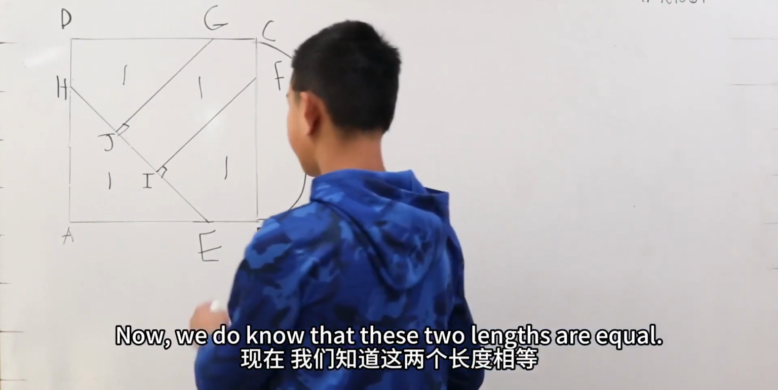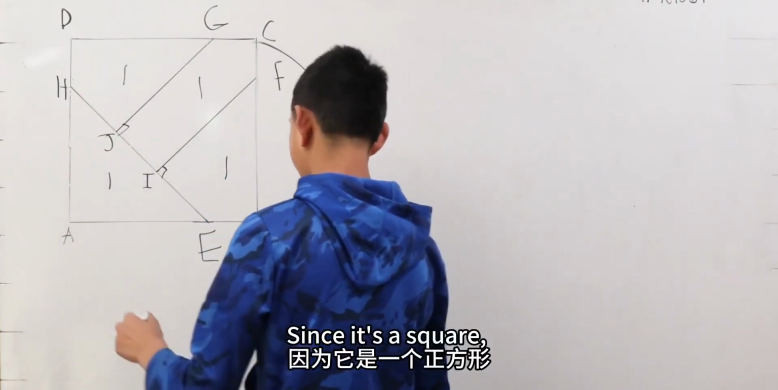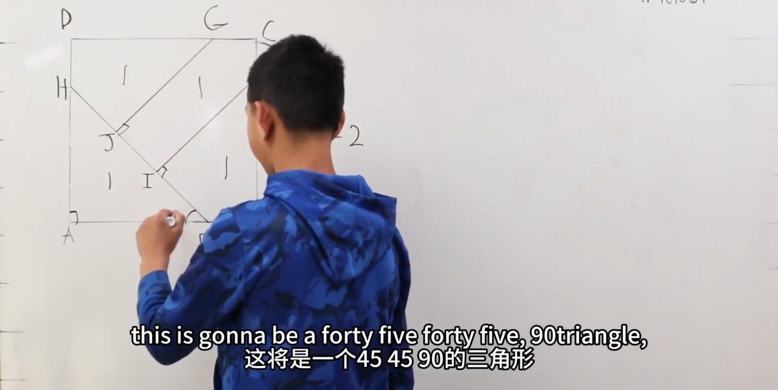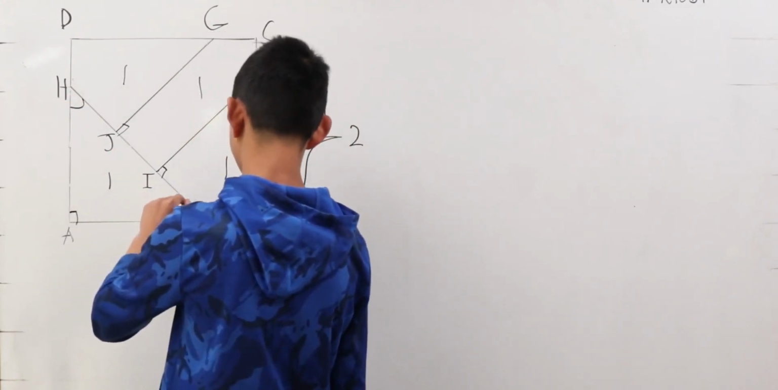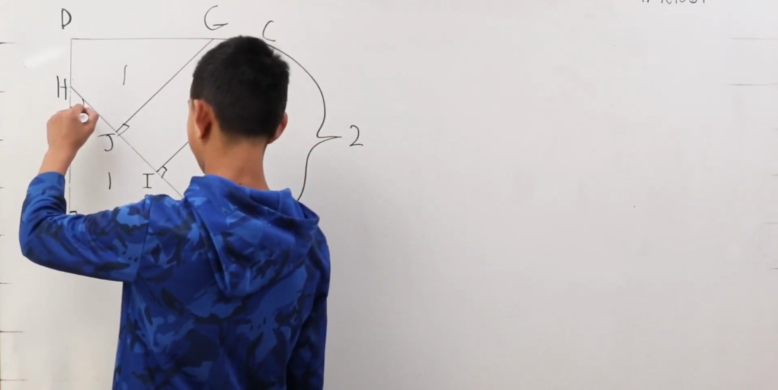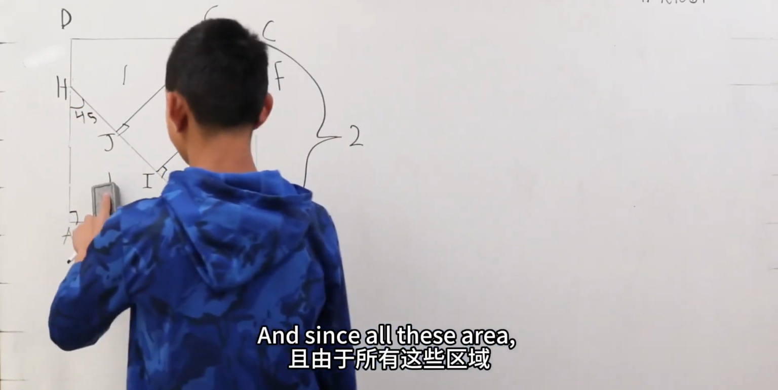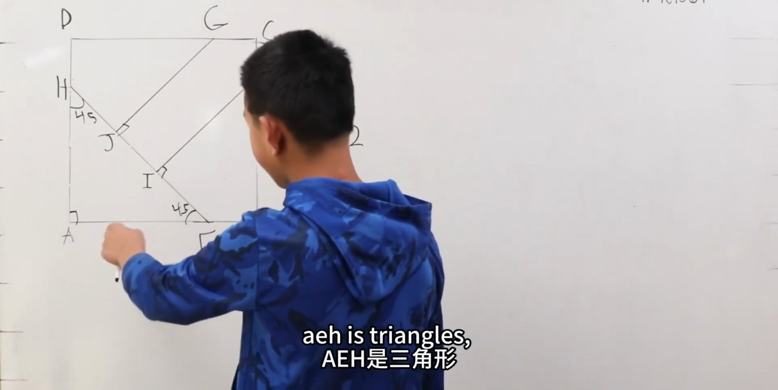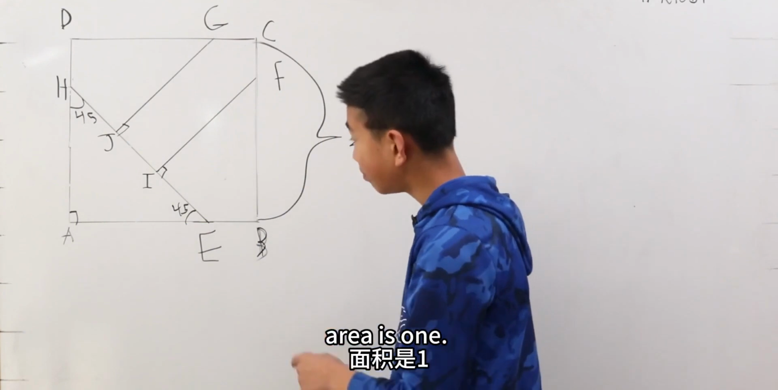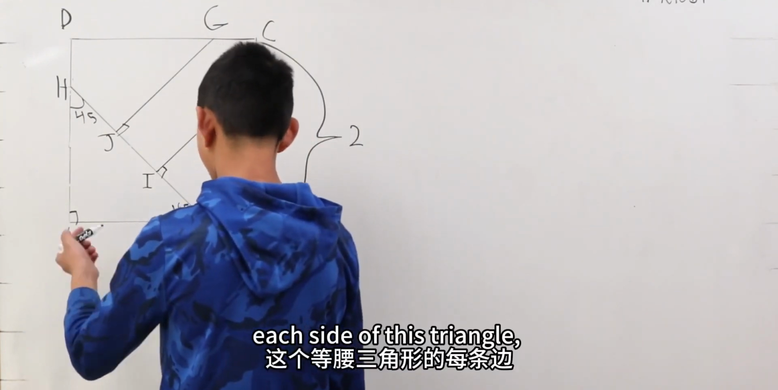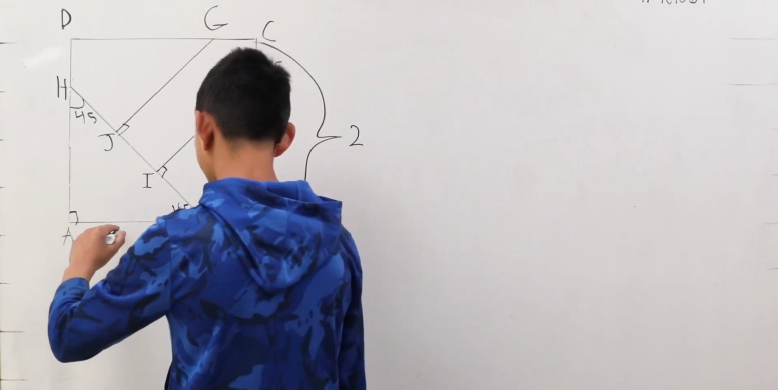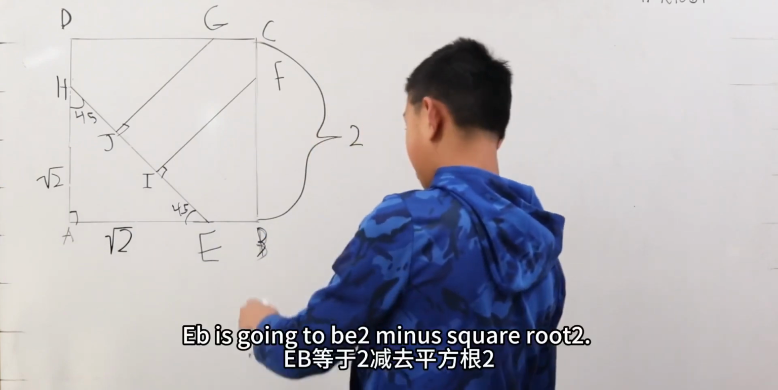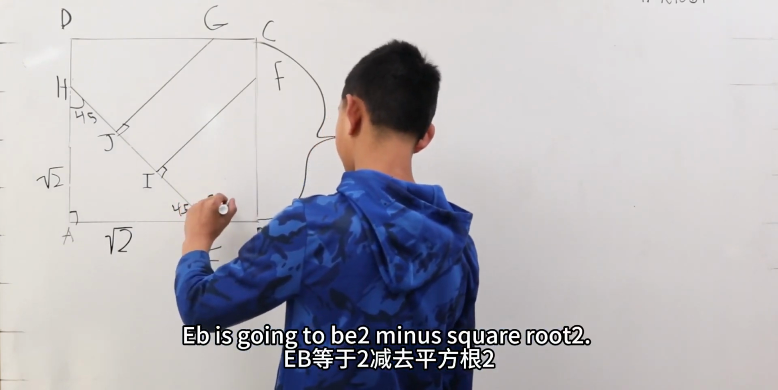Now, we do know that these two lengths are equal, and since it's a square, there's a right angle here. Since these two side lengths are equal, this is going to be a 45, 45, 90 triangle. And since triangle AEH's area is 1, each leg of this isosceles triangle is going to be square root 2. So, EB is going to be 2 minus square root 2.